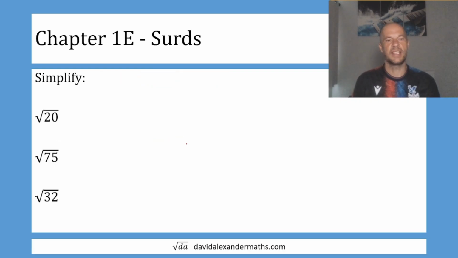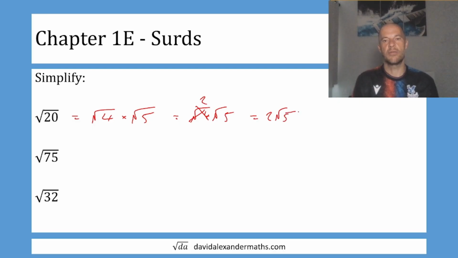Okay, this is where it gets a little bit more challenging. Root 20. So what I need to do is write this as two surds, where one of them is a square number. So if you need to make a list of your square numbers, what is the biggest square number that 20 can be divided by? Well, the answer is 4. So that is the square root of 4 times the square root of 5. You could just write it root 4, root 5, and remember that the square root of 4 is 2, so root 20 is 2 root 5.